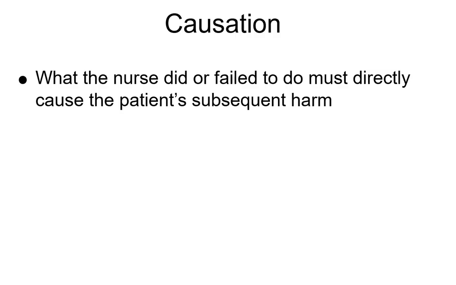For example, a nurse failed to give an antibiotic to a patient and then the patient dies of heart failure. There's no cause and effect to that. A nurse may even fail to give a cardiac drug, but there still may be no cause and effect. There may be, but there may be not.